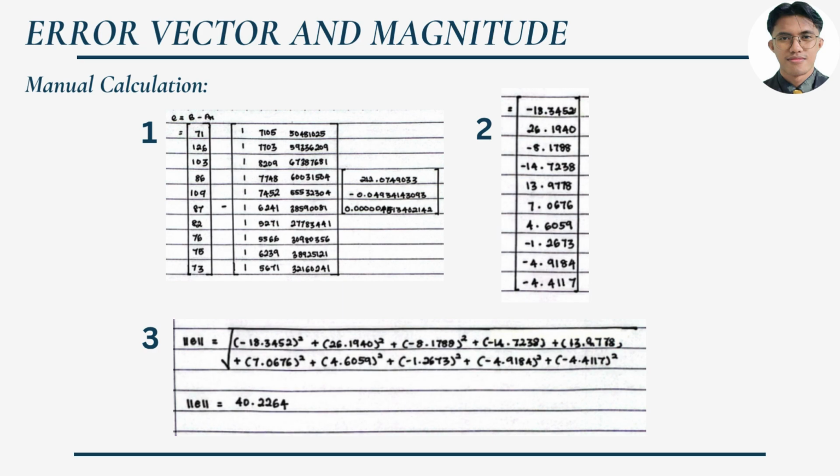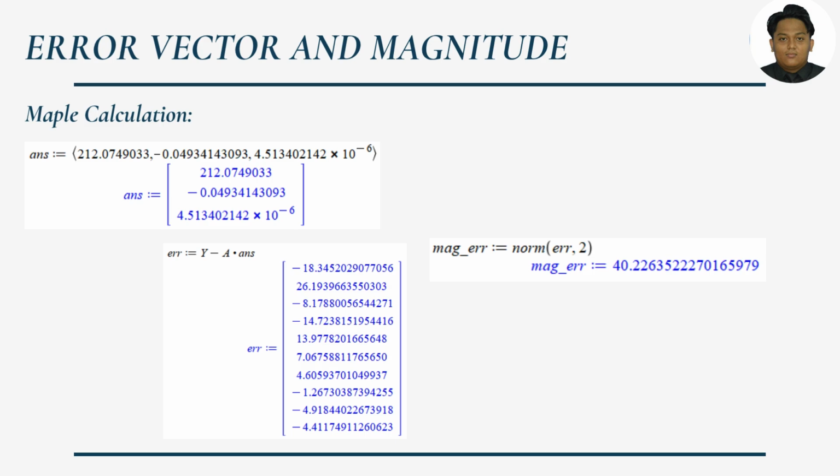So for the manual calculation for error vector and magnitude, first we use the error vector formula to calculate the error, and we got the answer in section 2. And for section 3, we calculate the error magnitude, and the last answer is 40.2264.